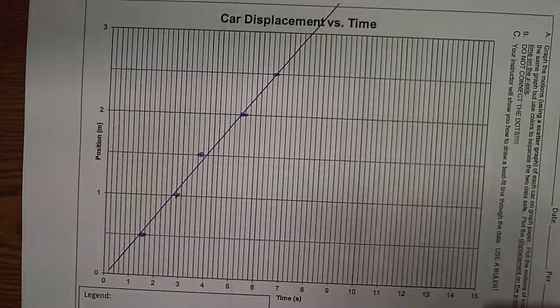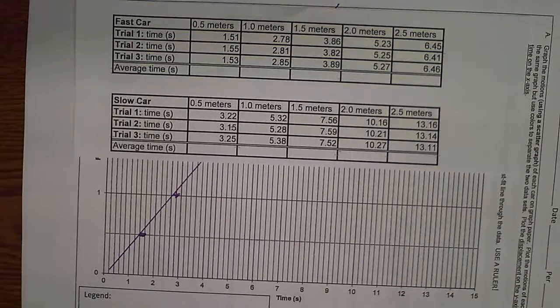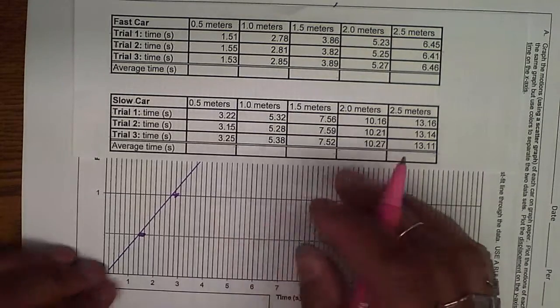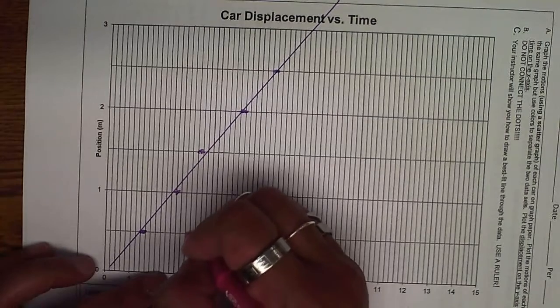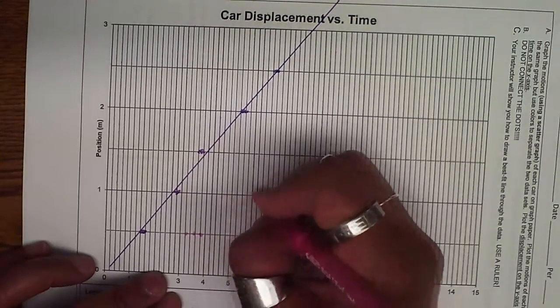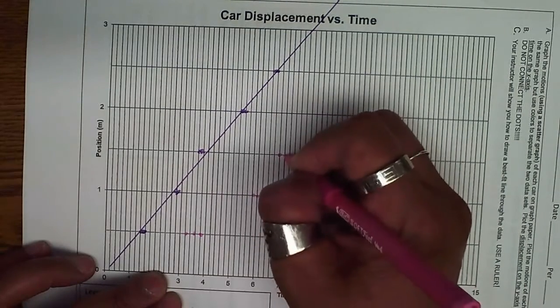Then you will do the same thing for these points. Again, using a different color, you will just plot your points. For example, I'm not going to use this data. I'm just going to show you an example of if I were plotting points. Let's say these are the points of the other car, okay?